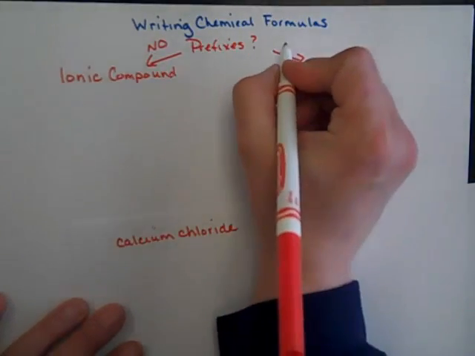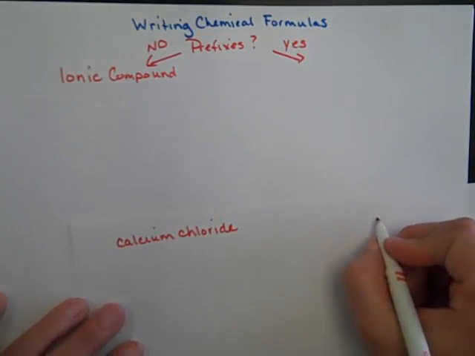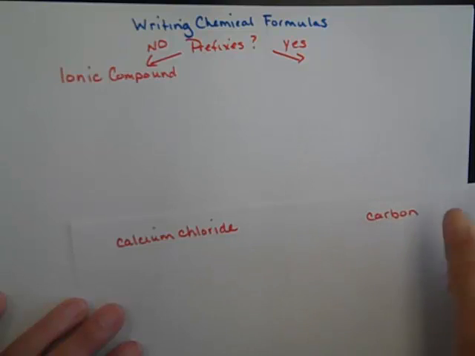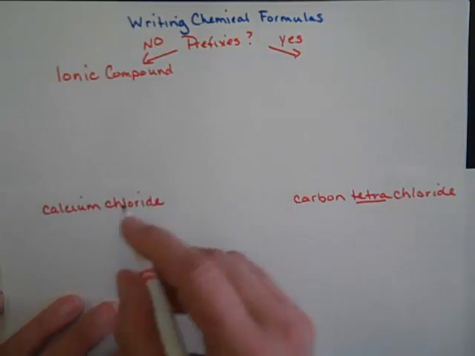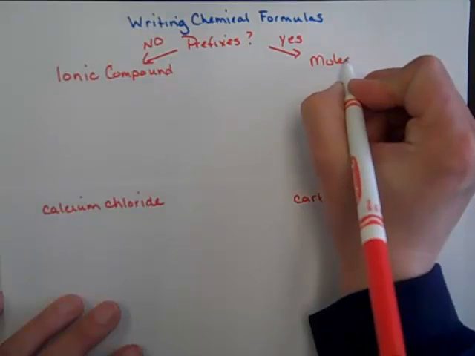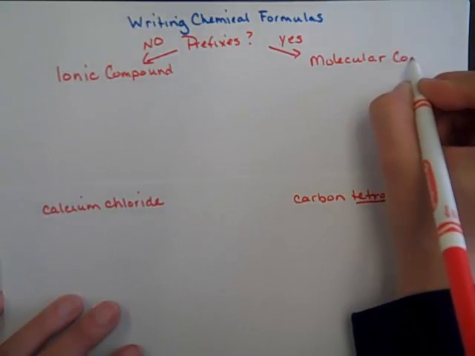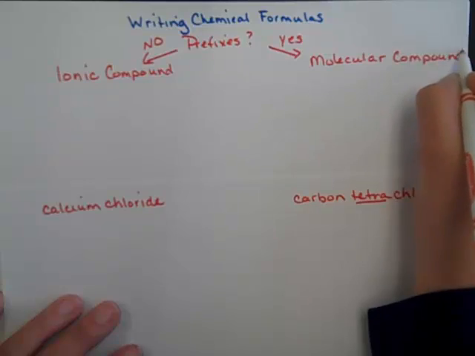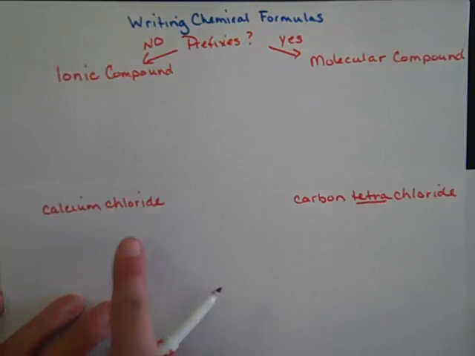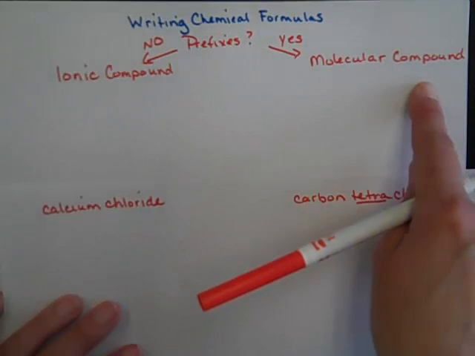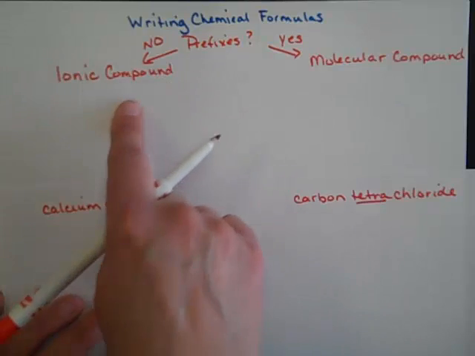Well, what if the answer is yes? What if we have carbon tetrachloride? If we have carbon tetrachloride, wait a minute, there's a prefix, so that must be a molecular compound or a covalent compound. Those are the same things. Okay, so the first question that you have to ask yourself, are there prefixes? If there are prefixes, it is a molecular compound. If there are not prefixes, it is an ionic compound.